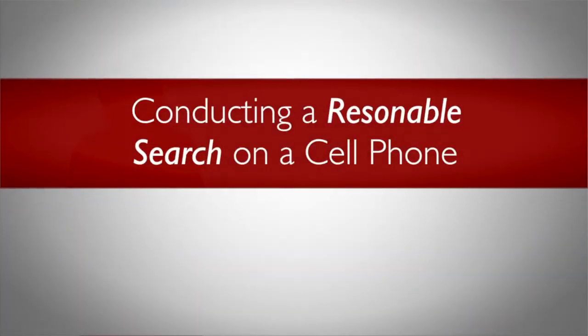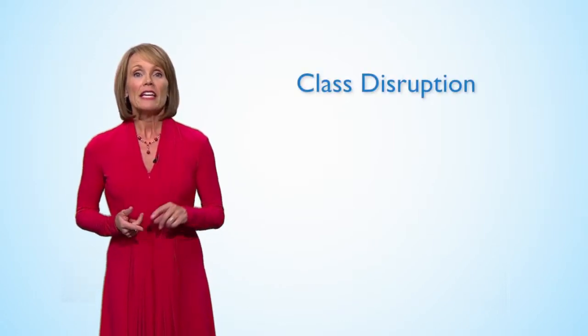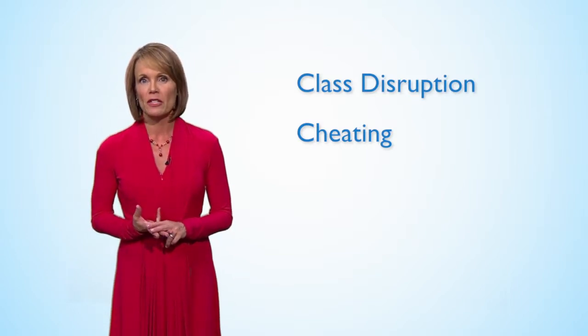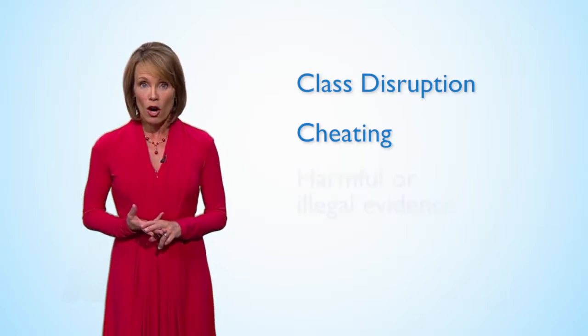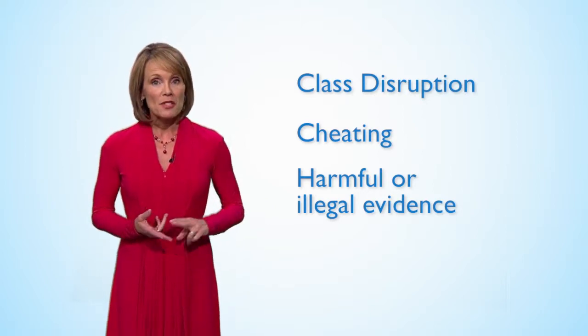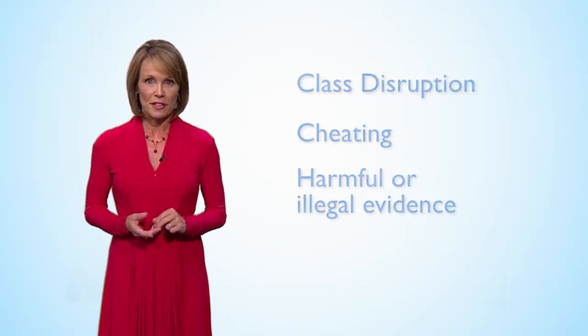Our question today is about cell phones at school. How do we conduct a reasonable search of a cell phone? Your acceptable use policy may affect how much authority you have to confiscate and search a phone. But the general rule is you may confiscate a phone if it causes a disruption in class, if it's used for cheating, or if you have a reasonable suspicion that the phone contains evidence of harmful or illegal activity, such as gang activity, substance abuse, or child pornography.